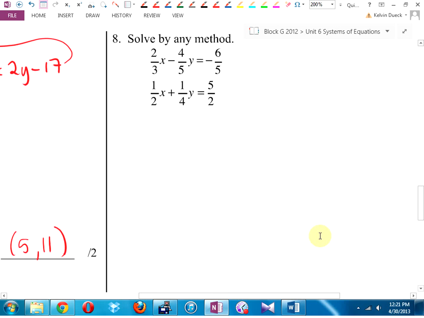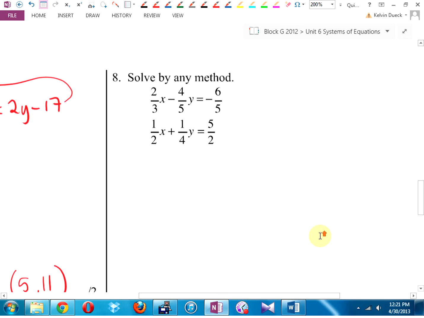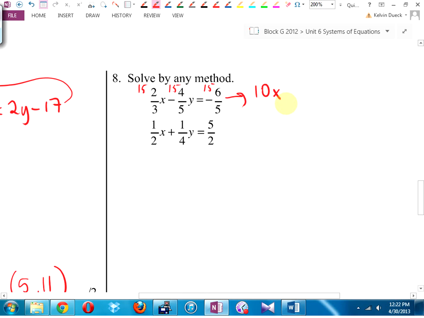8, solve by any method. Let's clear fractions first. First thing I'm going to do is multiply by 15, times by 15, times by 15. Here's my new and improved equation. It's going to be 10x minus 12y equals negative 18. That's equation 1.